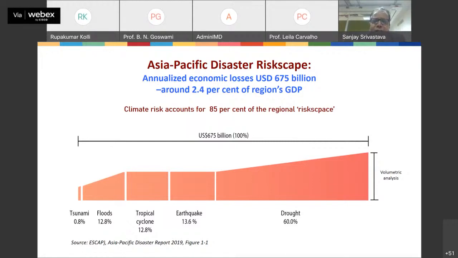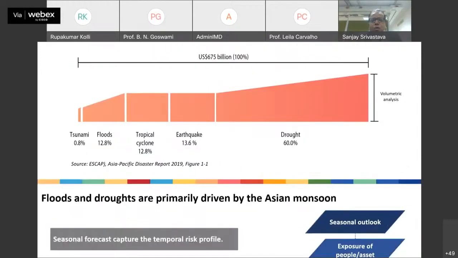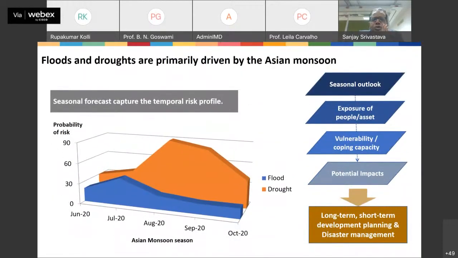When you do a diagnostic analysis of where these losses are coming from, we found that 85% of this $675 billion loss comes from climate-related hazards, out of which, surprisingly, 60% comes from drought alone, which is the direct and indirect losses of drought across the multiple sectors it impacts. So 60% drought, 12-13% tropical cyclone, 12-13% floods, and only 13-14% earthquake and tsunami. So if you see the risk landscape in the region, 85% of the money lost comes from climate-related disasters, that is drought, tropical cyclone and floods. If I come to my next slides, our next analysis shows why monsoon is so important.